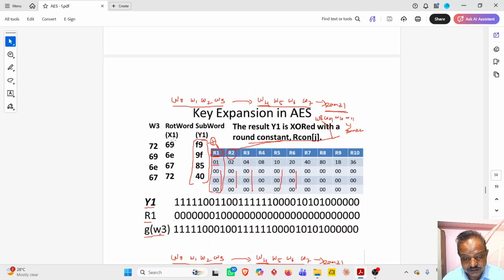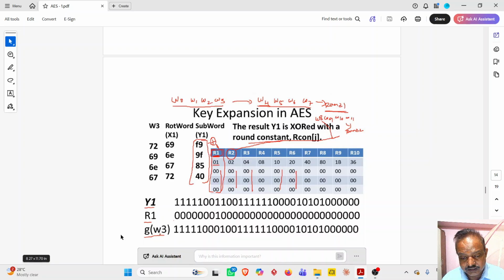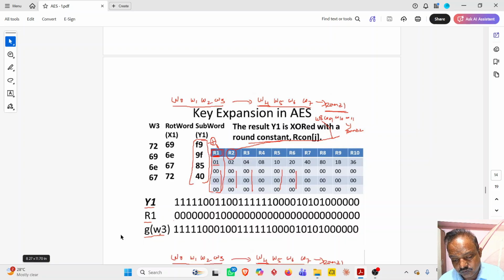So these are the things we got there, which I am showing here. So this was there and this is the Y value I got. Okay. Now in the key expansion, another thing is there. We go for the exclusive OR of this Y1 with a round constant. This round constant, because for round 0 there is nothing to worry about, because the key is put in as it is.